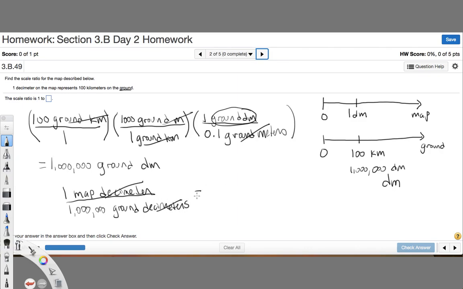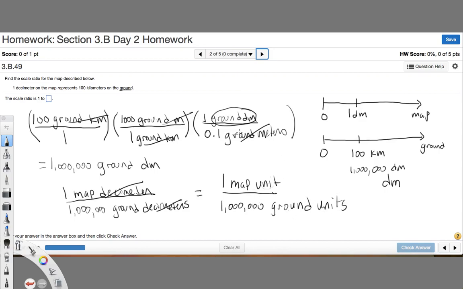The decimeters drop out, and what this means is that 1 map unit, any distance, is going to correspond to 1 million ground units. The unit could be anything. It could be inches, it could be miles, it could be microns, and this is what it means by unitless. I just wrote unit here to make it more explicit that any one length of measure on the map corresponds to a million of the same ground.